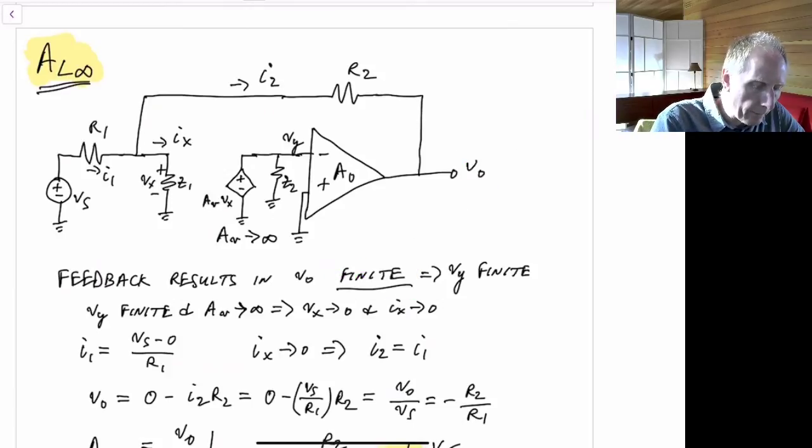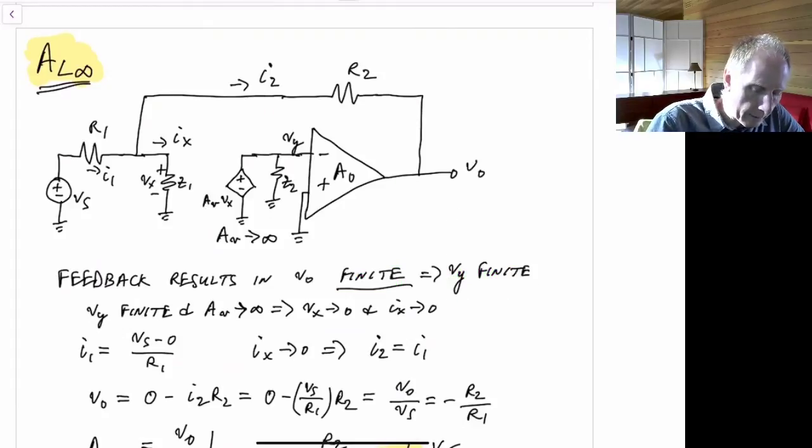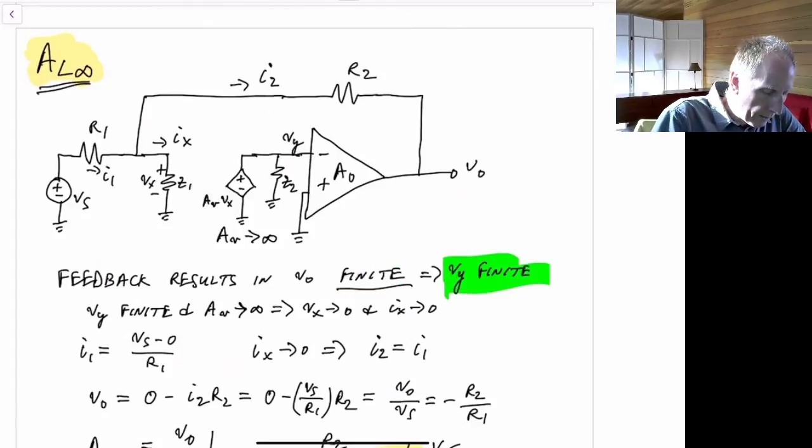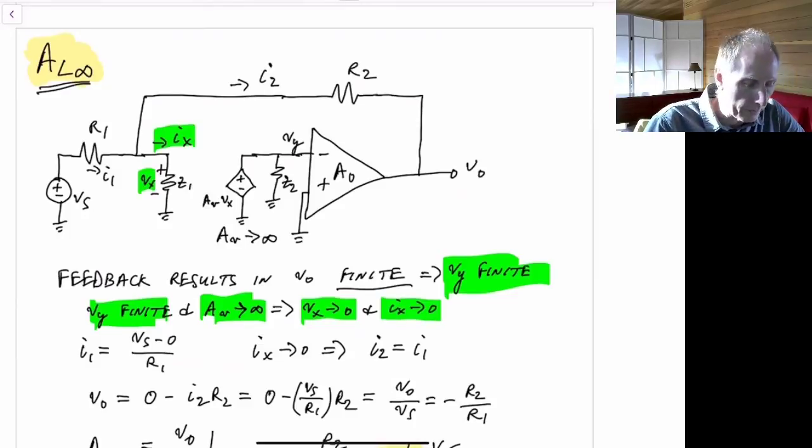So if Vout is finite, that results in Vy, this location, also being finite, because it's divided by A0. The gain from Vy to Vout is just minus A0. So Vy is also now finite. But if Vy is finite, and AV has gone to a gain of infinity, that implies that Vx over here should be going to 0. And if Vx is going to 0, then Ix must be going to 0.